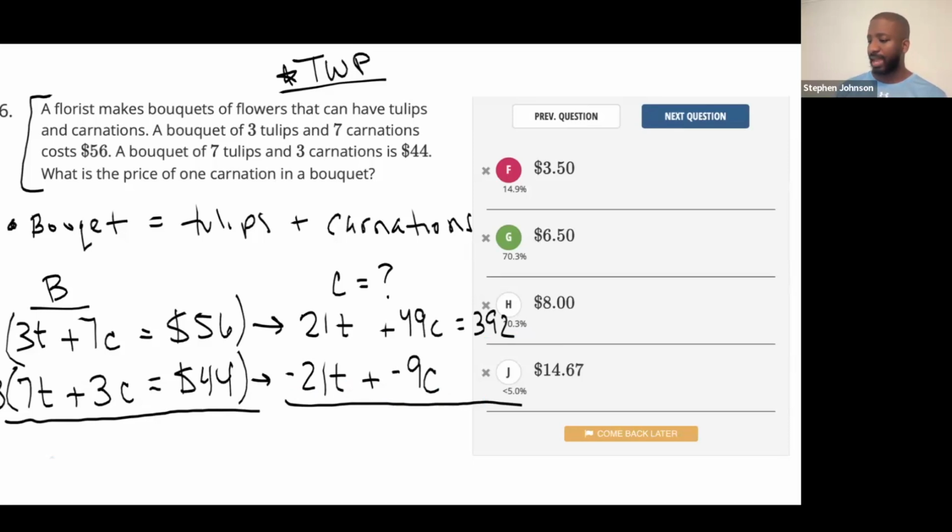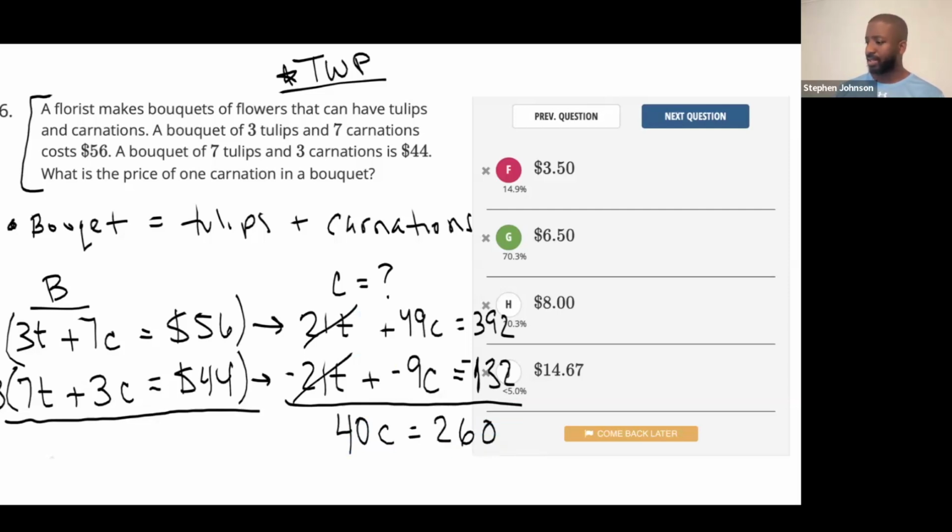And then we have 3 times 44, which is 40 times 3 is 120. 4 times 3 is 12, so 132, or negative 132. Okay, so now we add these two equations together. 21t minus 21t is gone. 49c minus 9c is 40c. And 392 minus 132 is 260, right?